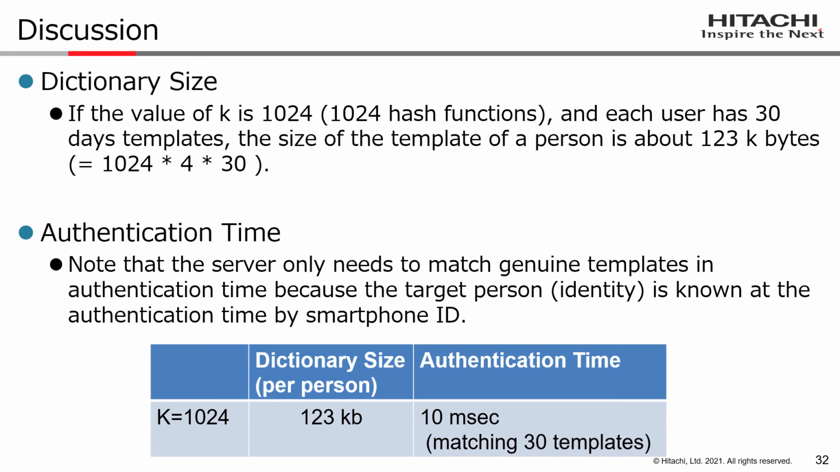Discussions. For the dictionary size, if we use 1024 hash functions and each user has 30 days of templates, the size of the template of a person is about 123 kilobytes. The authentication time is 10 milliseconds for matching 30 templates. Note that the server only needs to match genuine templates at authentication time because the target person is known by the smartphone ID.